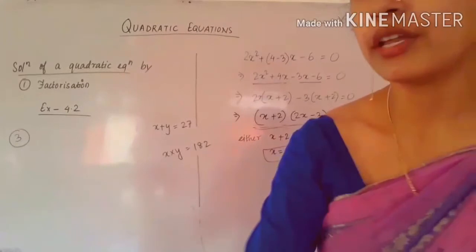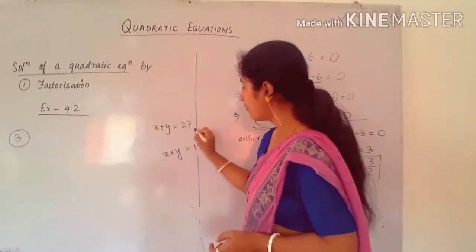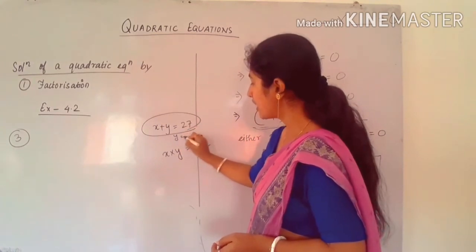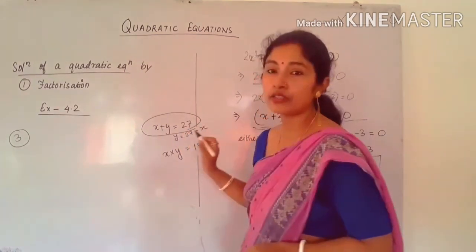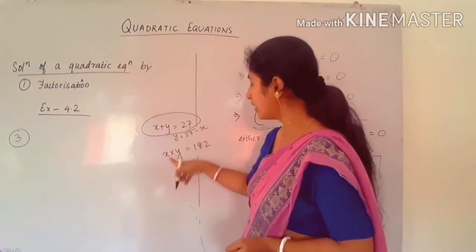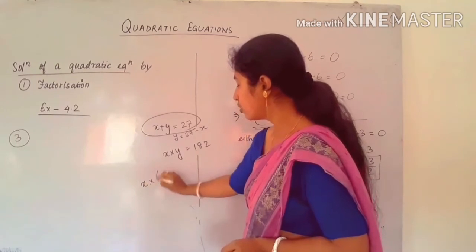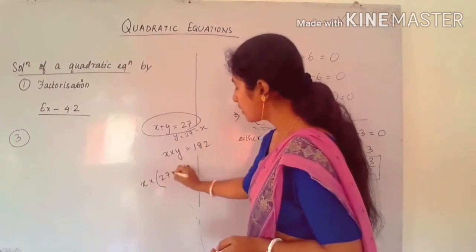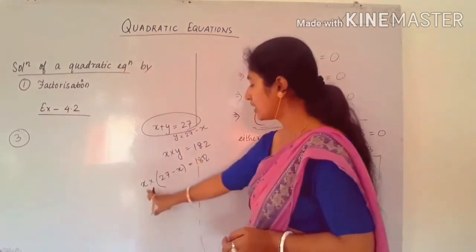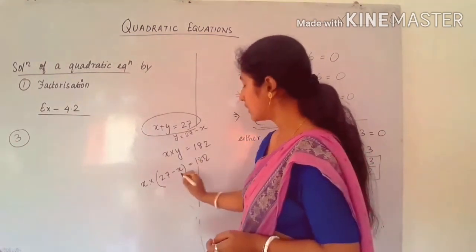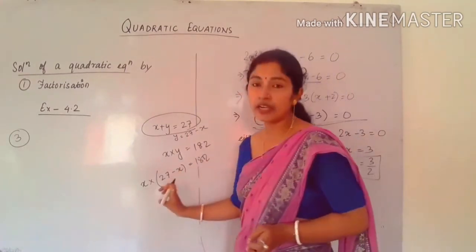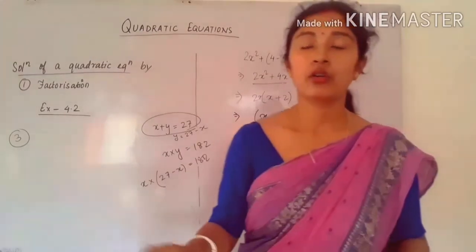See next how to form the quadratic equation. By taking the value of y from here, we get y from this equation as 27 minus x. So y is equal to 27 minus x. We can put the value of y in the second equation, so x into 27 minus x is equal to 182. Next we will multiply the two terms, x into 27 minus x, and then by transferring 182 to the left hand side we will get a quadratic equation.